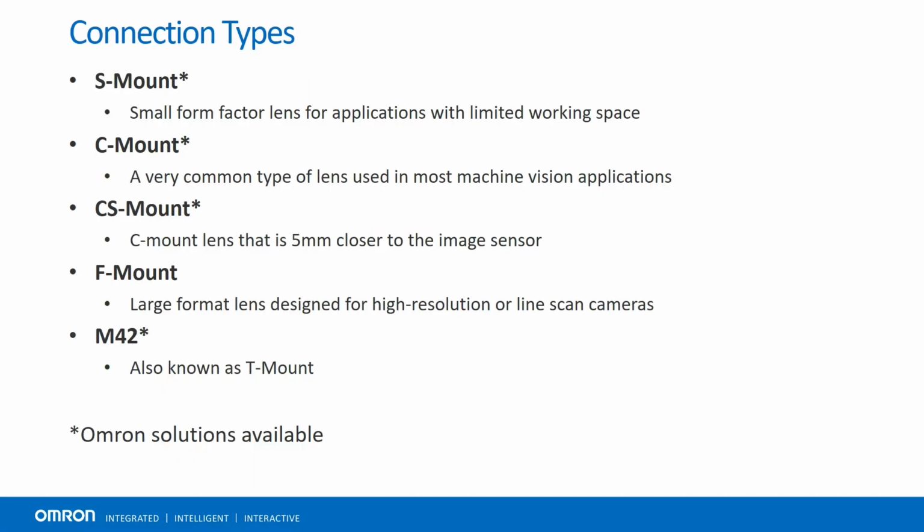There are 5 main connection interfaces between the lens and camera. Most machine vision lenses have a threaded portion that can be screwed into the camera. S-mount, otherwise known as lipstick lenses, are very small and designed for extremely confined inspection environments. C-mount is the most common lens connection, while CS-mount is a C-mount lens that is 5 mm closer to the image sensor. M42 is a large format lens for machine vision applications, whereas F-mount is the same format Nikon uses for connecting DSLR lenses to the bodies. Omron has solutions available for all connection types except F-mount.